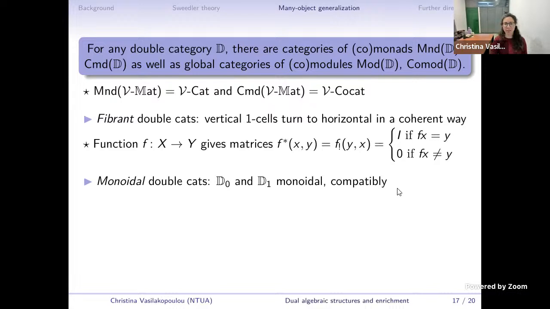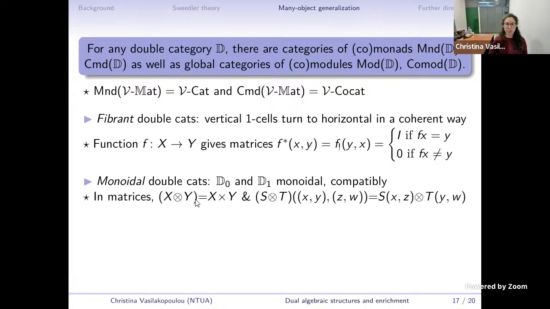It's very nice that in double categories you can formalize, you can say that the structure on this double category is a structure on D0 and D1, because it's much easier to think in terms of two ordinary categories rather than for a bicategory. So for matrices, of course, on the level of objects, which are just sets, the monoidal product, the tensor product, is the Cartesian product of sets. And if I want to talk about the monoidal product of horizontal one cells of matrices, this is the pointwise monoidal product. So this is the one we're using for V-matrices.